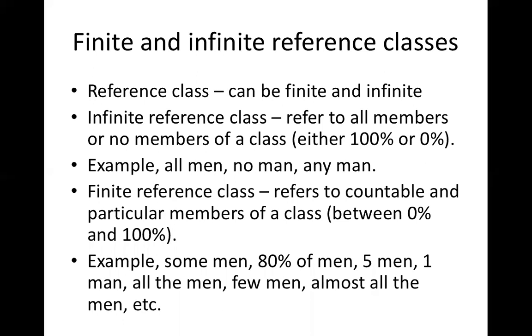For example, some men. Some men is countable. 80% of men, 5 men, 1 man, all the men, few men, almost all the men. Now look at all the men. All the men is not the same as all men. When you say all the men, you mean all the men in a particular context, all the men in this class, all the men in this university, all the men in this town. They are all countable. But when you say all men, it is uncountable. You can't count it. So all the men is countable, it is particular. Few men, they are countable. Almost all the men, they are countable.